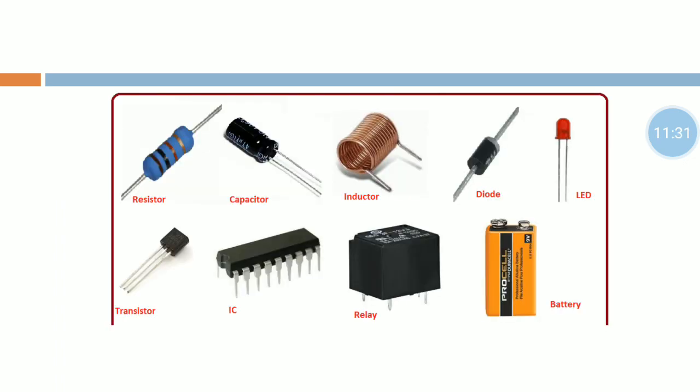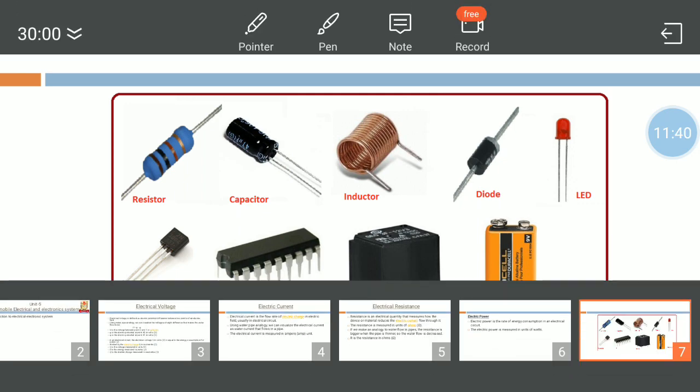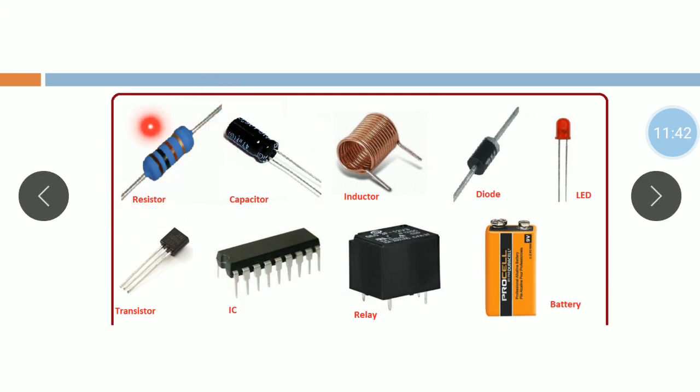These are some components which are usually used in an electric circuit. So we have resistors. This is the resistor, how it looks like. This is a capacitor. This is an inductor. This is a diode. This is an LED bulb. This is a transistor. This is an IC. This is a relay. This is a battery. By seeing these components you can identify the name of a particular component in a circuit. These are commonly used, so you must know about them.